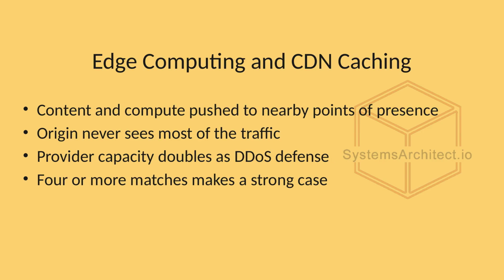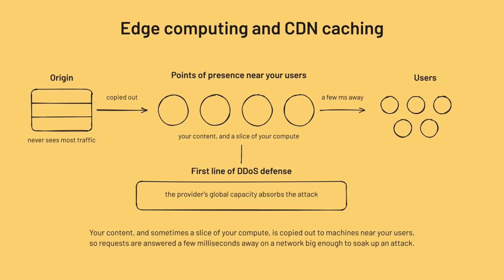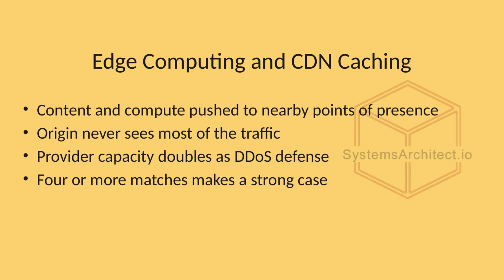Edge computing and CDN caching. Edge networks copy your content out to points of presence near your users. A request is answered a few milliseconds away, not a continent away. You also inherit the provider's global capacity as your first line of defense. Mark the points below that describe your workload. 4 or more is a strong case for the edge.